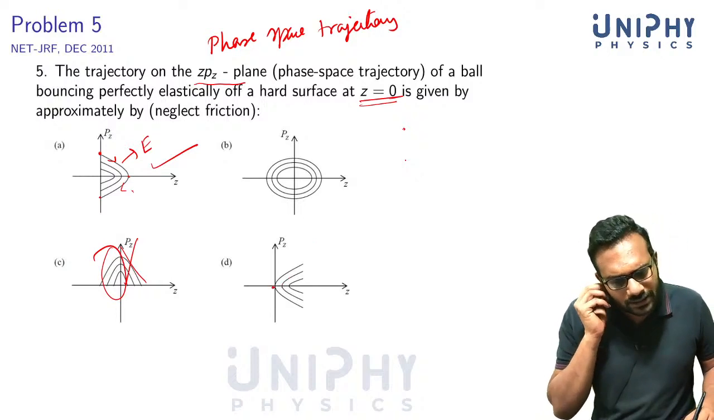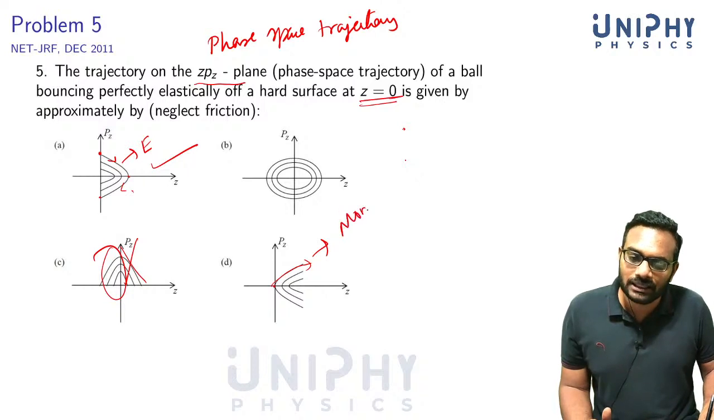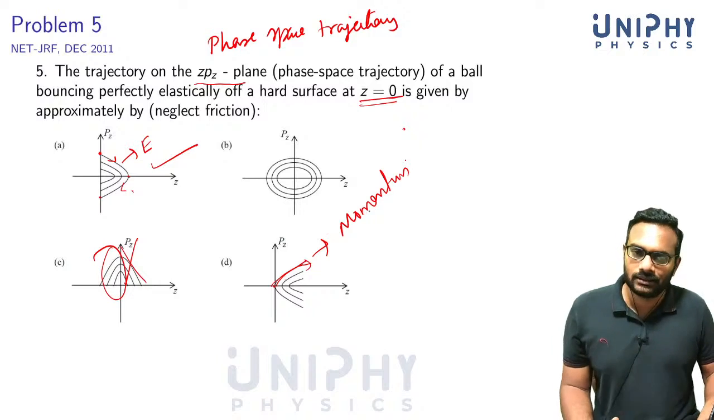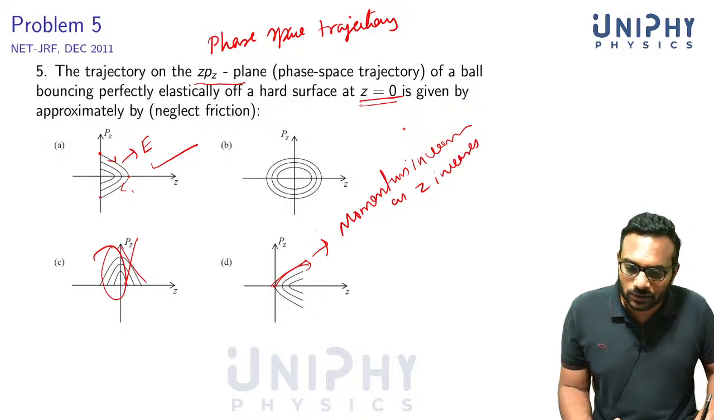If you have any confusion, you can also look at this image. What happens here? You see that momentum starts at 0 here, and as z increases, momentum increases. So this diagram corresponds to momentum increasing as z increases. So this is not our situation. So the most suitable answer is this.